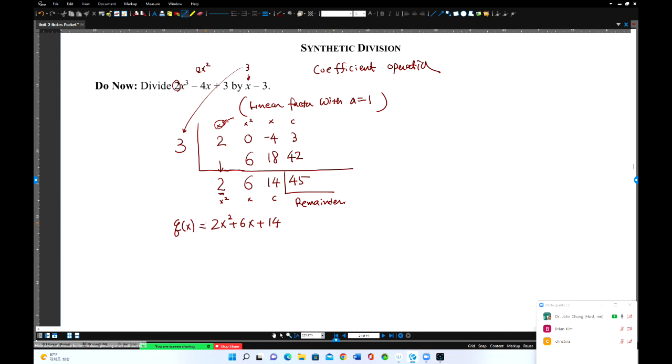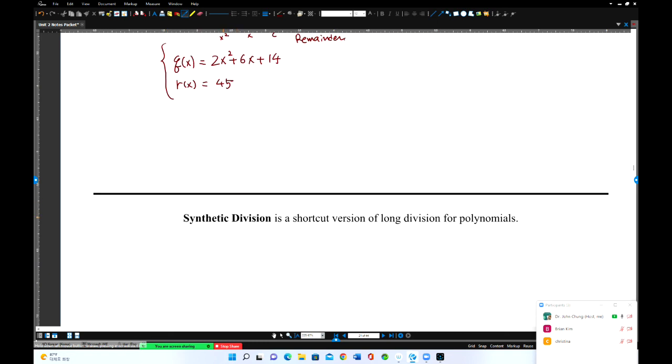So long division and synthetic division both give us the quotient and the remainder, both pieces of information. The remainder is how much? A constant, 45. That is synthetic division. We're going to have one more practice over here.